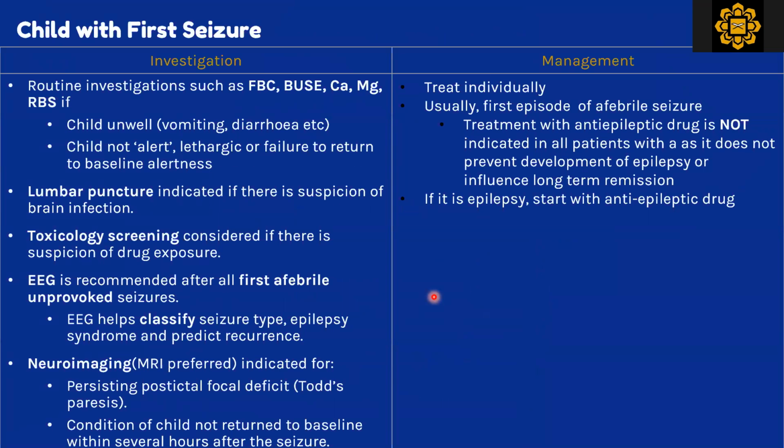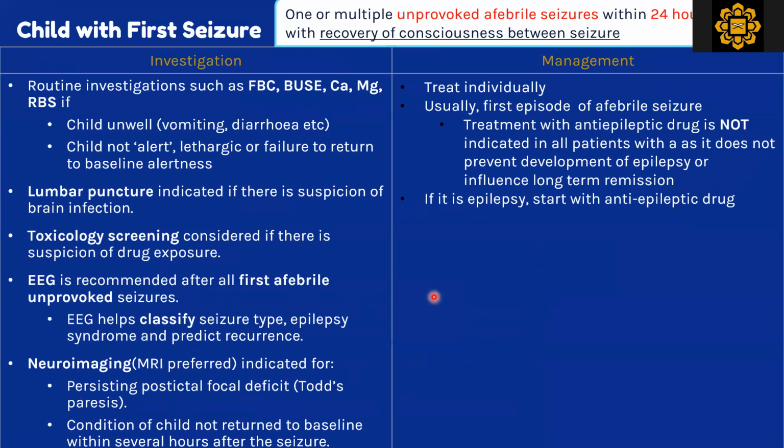Child with first seizure is defined as one or multiple unprovoked seizures within 24 hours with recovery of consciousness between the seizures. In the investigation, I think routine investigation, lumbar puncture if indicated, toxicology screening, EEG is recommended. I need to mention again, EEG is to support only because epilepsy or seizures is a clinical diagnosis. Okay, just to support. And then maybe we can do neuroimaging such as MRI if indicated.